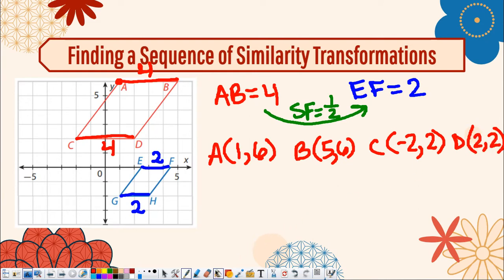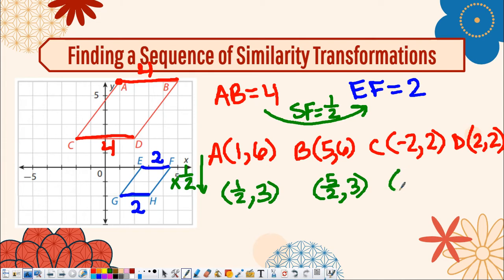Just enough. Then from there, I'm going to do your scale factor. So these are going to be all multiplied with 1/2. Okay, so when you do that, it will become, I'm actually going to still do this in green, (1/2, 3), (5/2, 3), (-1, 1), and (1, 1).